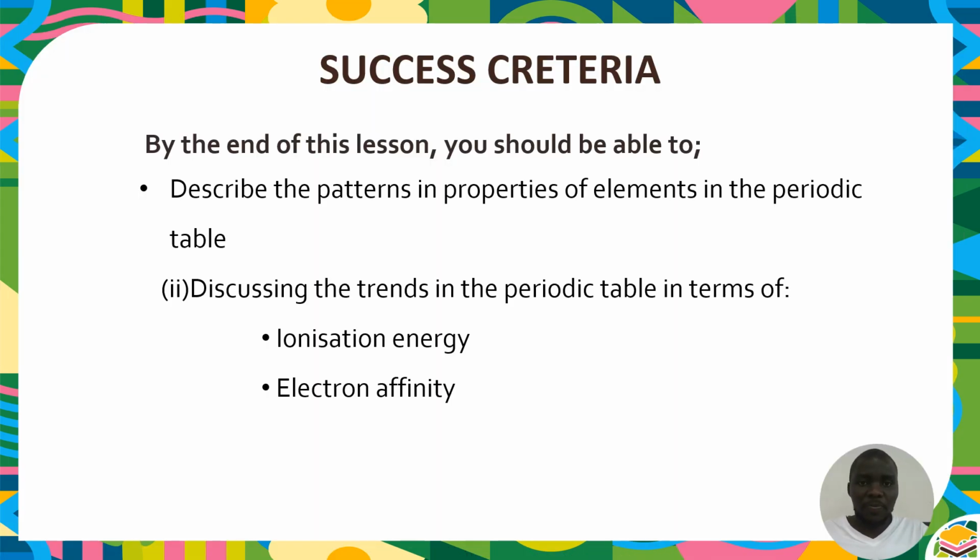As well as lesson, the success criteria that we're supposed to cover are as follows. By the end of this lesson, we should be able to describe the patterns in properties of elements in the periodic table. We should also be able to discuss the trends in the periodic table in terms of ionization energy as well as electron affinity.